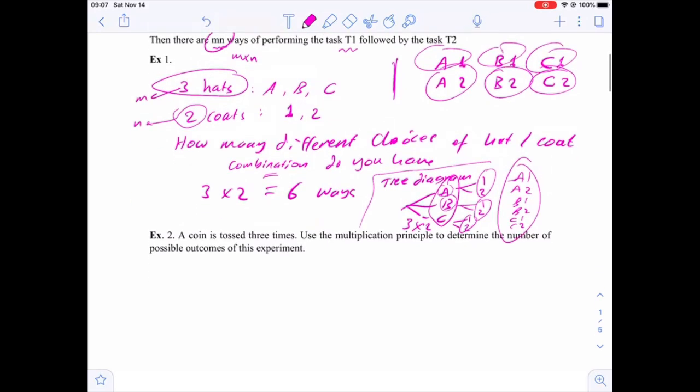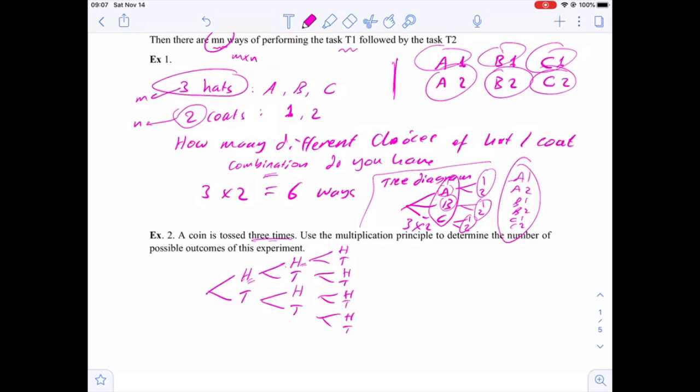Now another example is a coin. A coin is tossed 3 times. For the first toss we may get head or tail, and for the second toss, if we get head in the first toss, in the second toss we may get head or tail. If we get tail in the first toss, then we may also get head or tail on the second toss. If we get head in the first toss and head in the second toss, the third toss can be head or tail. Similarly for the other branches, head or tail each time.